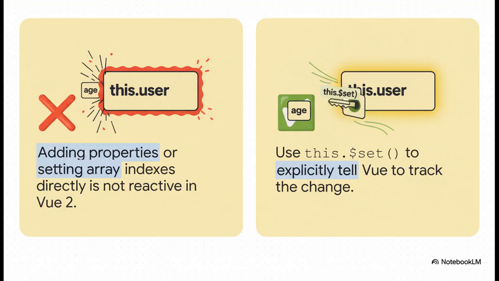So for anyone still working with Vue 2, this one is a classic. You see on the left there? If you try to add a new property to an object, like age to your user, Vue just won't see it. Same thing if you try to update an array item using its index. It's a known limitation. The fix, as you can see on the right, is super simple. You just have to use this.set. That's the magic command that tells Vue, hey, pay attention to this change.